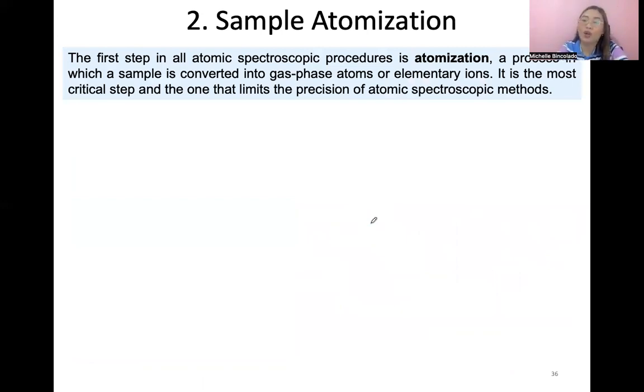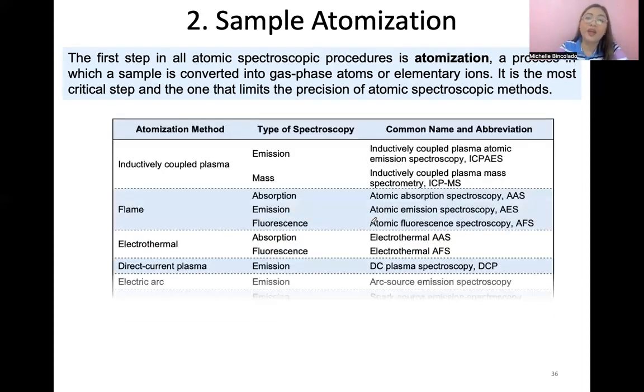Now, ito yung unique part sa AAS, atomization. The first step in spectroscopic procedures is atomization. So you have seen a while ago sa video clip, so may flame, diba? So that is where atomization will occur. This is a process in which a sample is converted into gas phase atoms or elementary ions. It is the most critical step and the one that limits the precision of atomic spectroscopic methods.